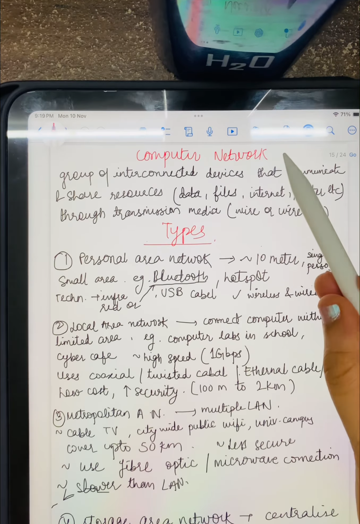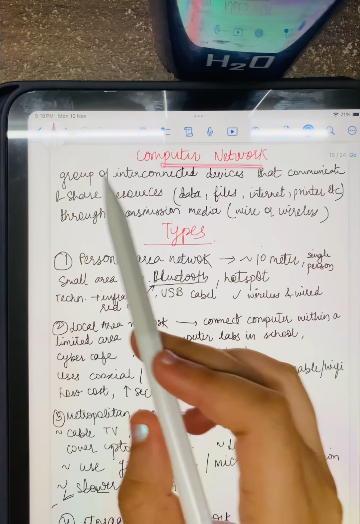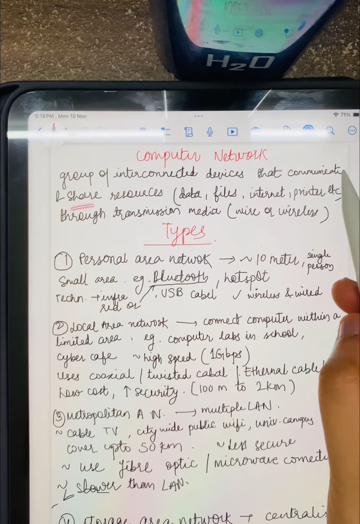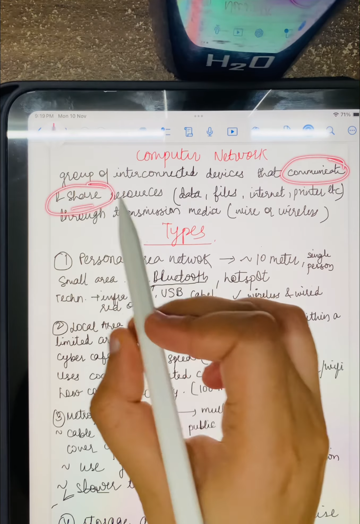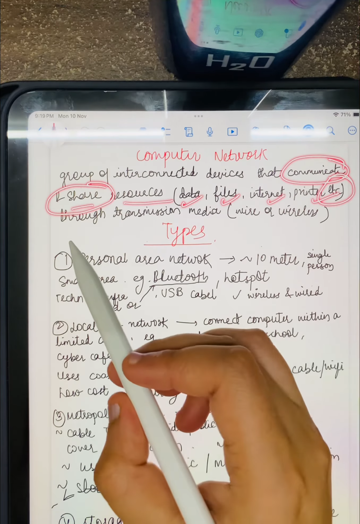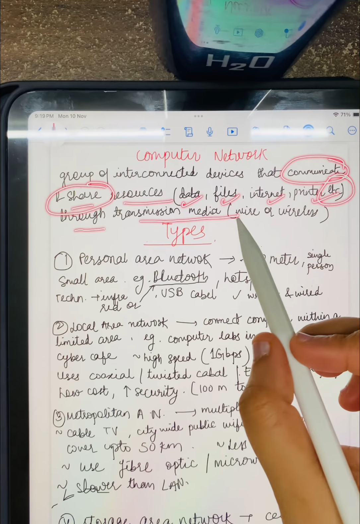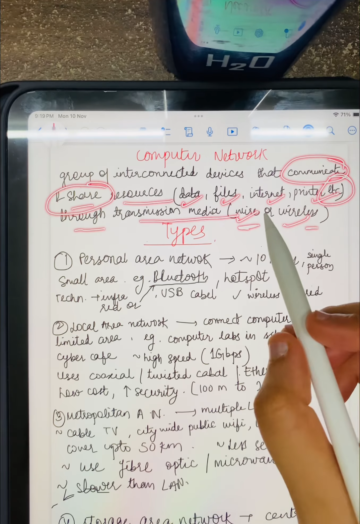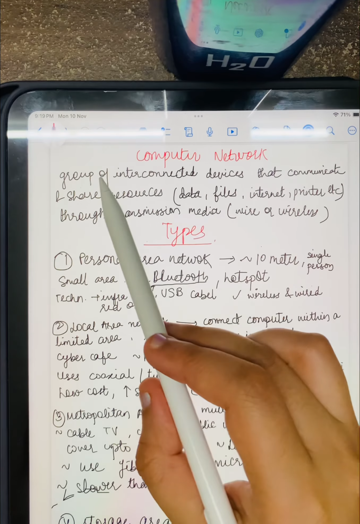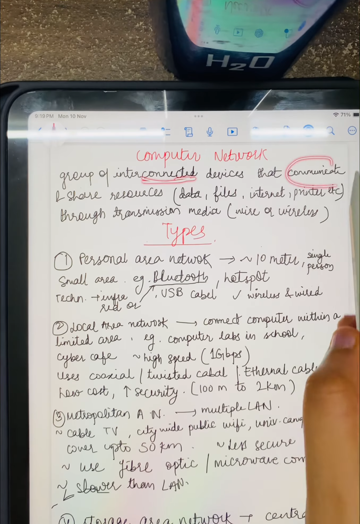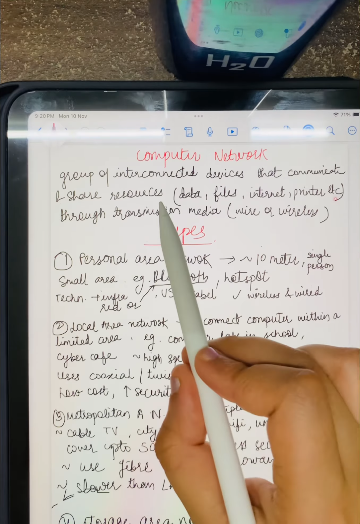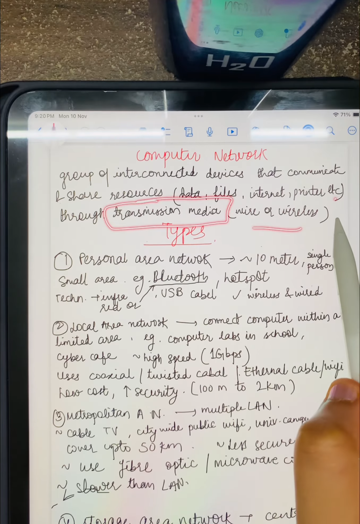Computer network. What is a computer network? It is a group of interconnected devices that communicate and share resources like data, files, internet, printers, etc., through transmission media, that is wire or wireless, both. Remember, wire or wireless. Let's read again: a computer network is a group of interconnected devices that communicate and share resources like data, files, internet, printers through transmission media, that is wire or wireless.